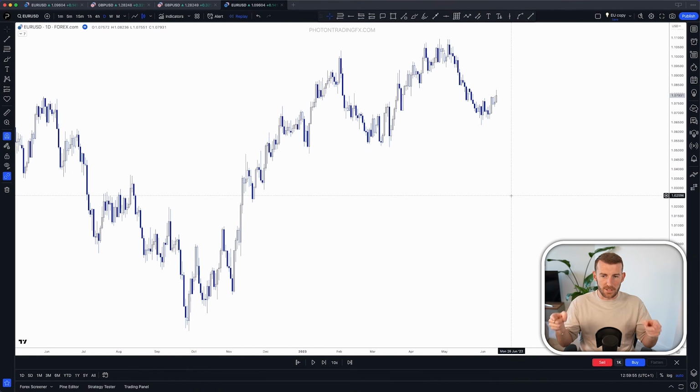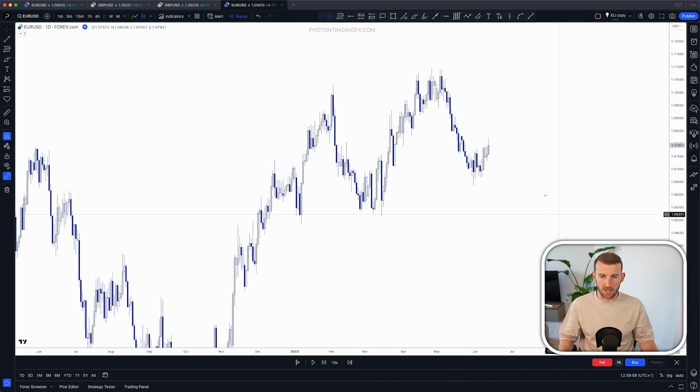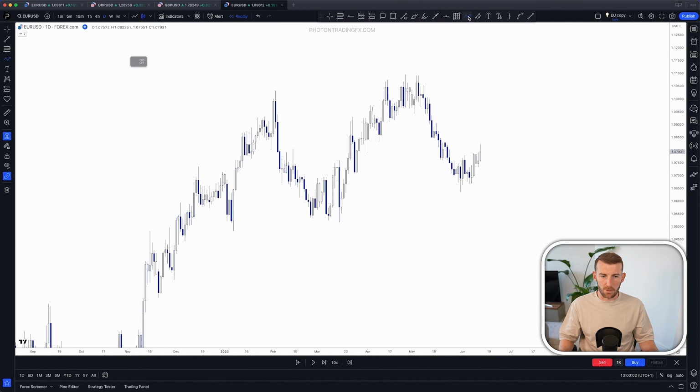Alrighty, so let's dive into the charts, and this is euro dollar on the daily chart. So very simply, we do not need to overcomplicate our analysis on this time frame. We can see that we are clearly trending to the upside, making a series of higher highs and higher lows.